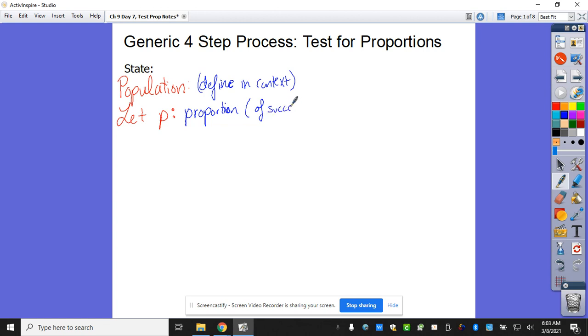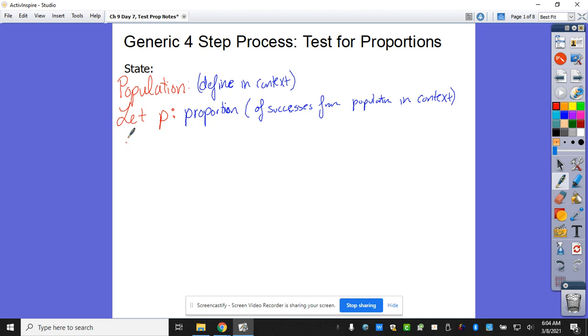Write this one however you did before, or what makes sense to you: proportion of successes from population in context. I know that's not how I wrote it before, but whatever makes sense to you there. So we define our population, we define our parameter.